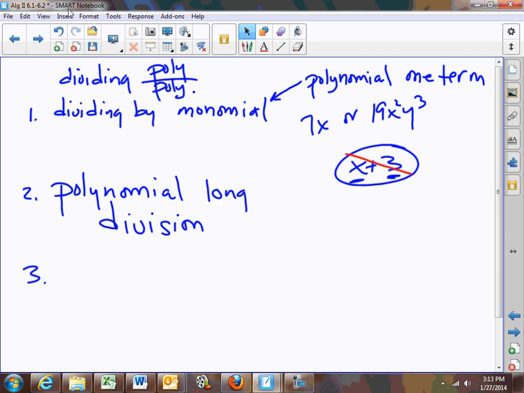And then, almost right off the bat, we're going to give you a shortcut method to do division. It's called synthetic division. Now, synthetic division will work sometimes, and other times it won't work. So we'll talk about when it will and when it won't work. And when it does work, we'll be very happy to have it.